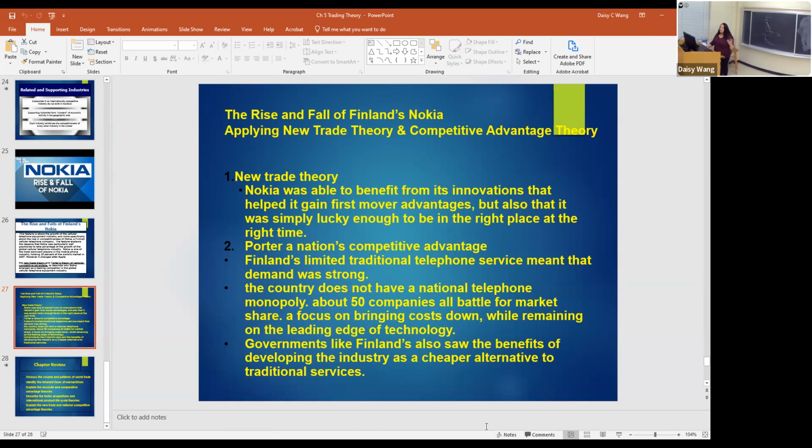Using the foreign nations' competitive advantage, Finland doesn't really have strong phone service, so the demand is not as strong as in the US or China. And they don't have national monopolies. They have many countries to share the technology and the market. The Finnish government encouraged Nokia to build their phones overseas, and they didn't put a lot of effort into innovation. We believe that's the main reason.